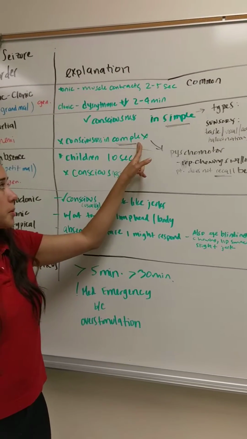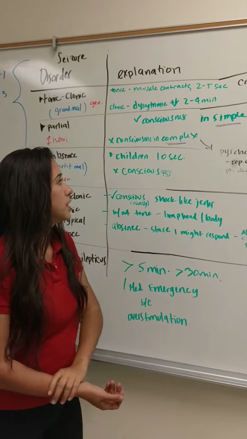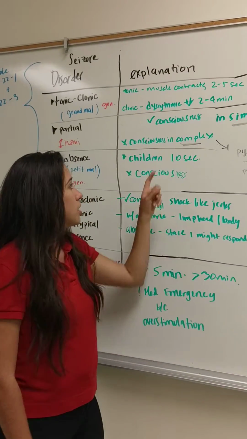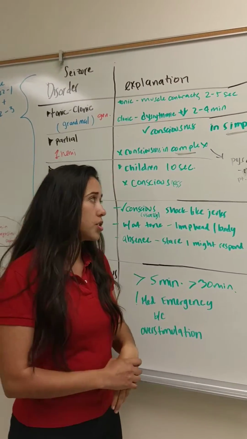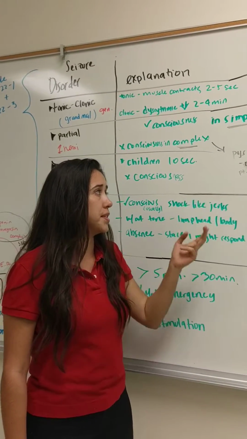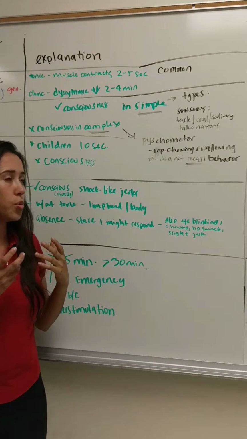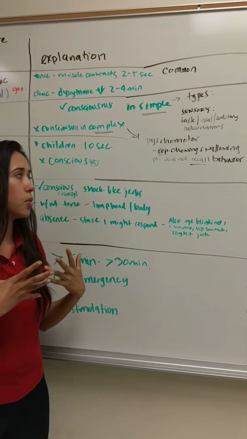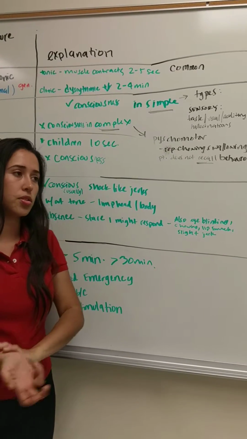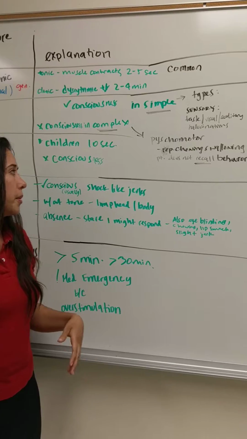The other thing I want to talk about is complex. We're still under partial seizures. In complex, they aren't conscious of what they do. One of the examples I chose is psychomotor. So they have repetitive chewing or swallowing, but they don't remember that behavior. There are also other things like that they randomly do, but they don't remember them.